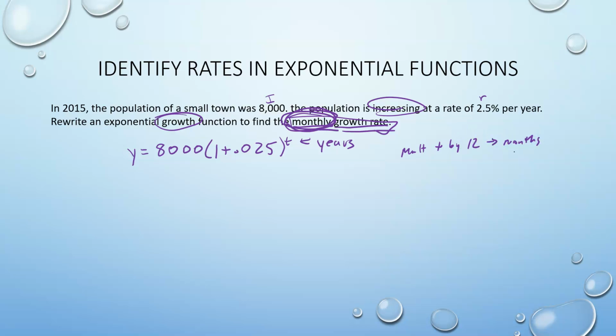The problem is I can't just all of a sudden multiply the exponent by 12. So to make it a legal math move, as I like to call it, those of you who have me, if I'm going to multiply t by something, I have to multiply by something equal to 1. So we're actually going to multiply t by 12 over 12 to get it into months. And we'll talk about what we'll do next. I'm actually going to change this now to 1.025.